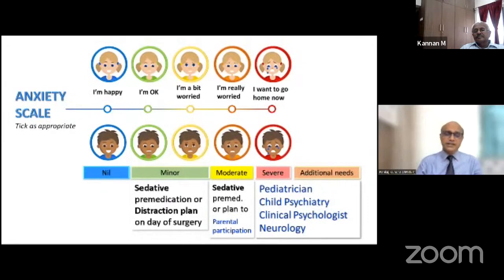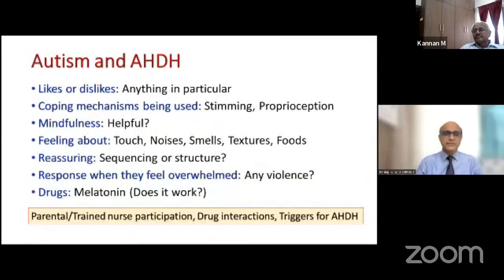So it has now become imperative that you also look at the anxiety scale of children as a part of preoperative assessment. Especially in conditions like autism and ADHD, their likes and dislikes have to be charted out. Their coping mechanisms have to be identified. Their mindfulness, whether it is helpful or not, we have to identify. Their feeling about certain touch, noises, smells, textures, and foods have to be identified. You have to ask for a sequencing or a structure which is reassuring to them. And the response when they feel overwhelmed, do they become violent? And drugs, if they're on, like melatonin, does it work?